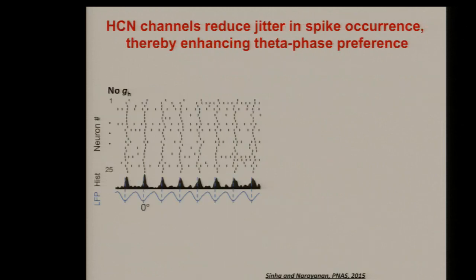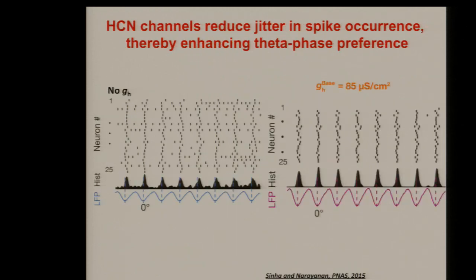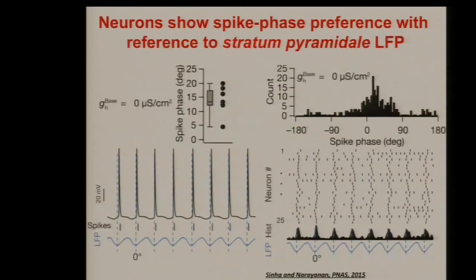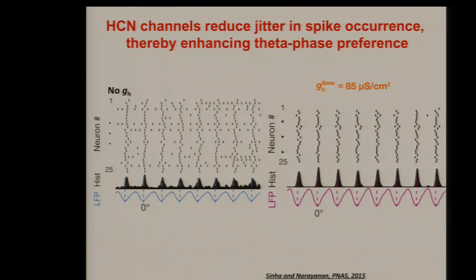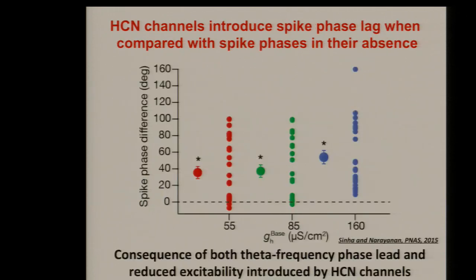That is number one. And number two, when she added these channels over here, you see that the spikes became much more coherent, right? So instead of being all over the place, like what it is here, you see that the spikes become much more coherent, and they start spiking only with reference to one particular phase when the HCN channel density was higher in this kind of a scenario. And finally, she also showed that the spike phases also were different because of the presence of the HCN channel, and they showed it for different kinds of densities over here.